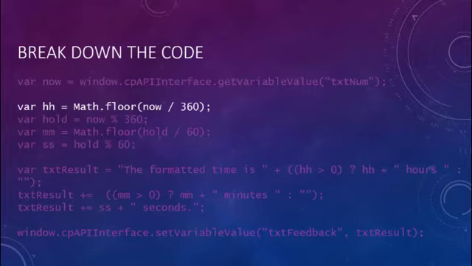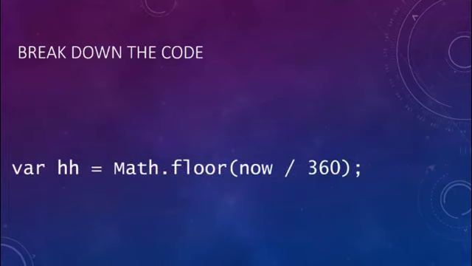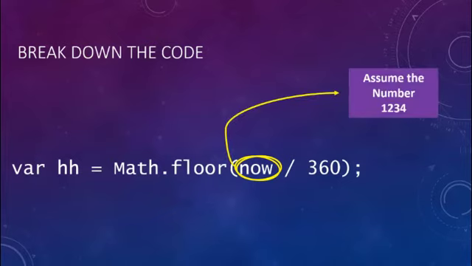The next line down is something that I've worked on and demonstrated in other tutorials, but we'll talk a little more about it. Let's zoom into this and look at what this line does. Now happens to be what we got inside of Captivate. When you typed in the number in Captivate, 1, 2, 3, 4, that's what's saved inside of now. So let's assume for the rest of our coding that now has a value of 1234.